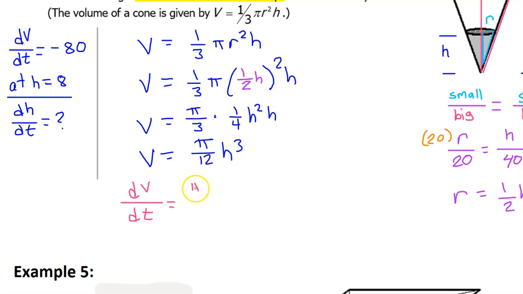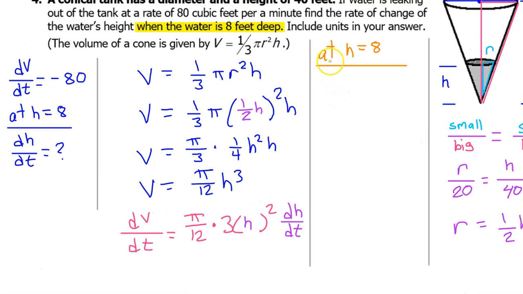Bringing down the constant, and then let's do the chain rule on the right hand side. So it'll be times 3 h squared, but the inner function is h, and we must multiply by dh dt, the derivative of that inner function. And it's a good thing we do, because that's what we are being asked to find. Make sure you say at h equals 8 before you plug anything in. 3 pi over 12 simplifies to pi over 4.